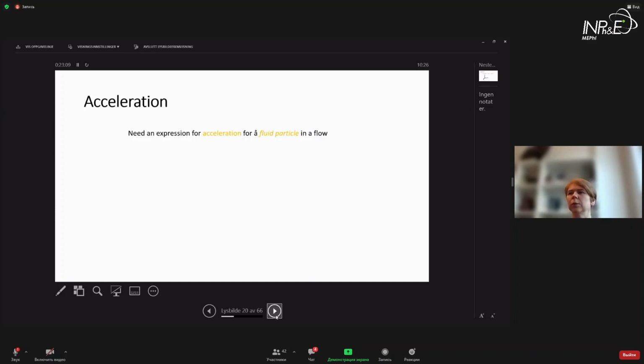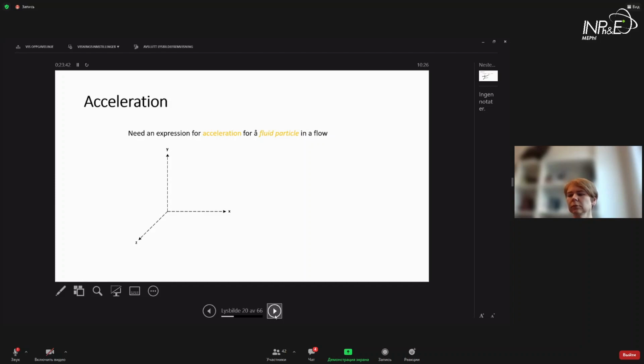So now we need the final ingredient. Okay, we have the conservation of mass, we have the Reynolds transport theorem, which gave us the conservation of mass. And now we need to express the forces that work on this particle. And to describe forces, how do we make force? We need an expression for acceleration, because force is mass times acceleration. So how do we do it for a fluid particle in a flow?